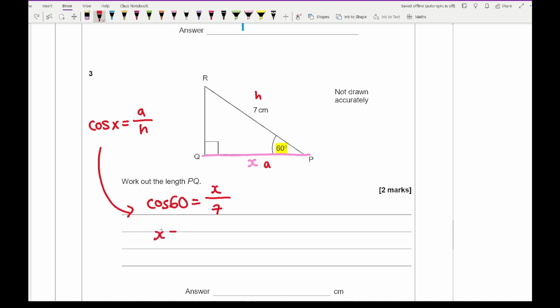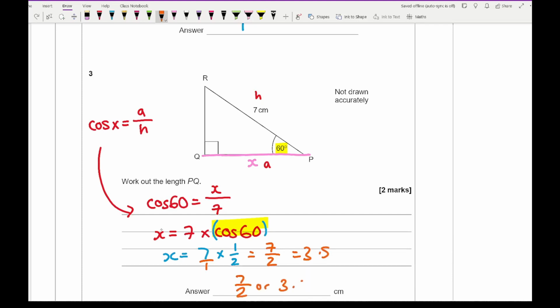So then X equals 7 times cos 60. Now, knowing that cos 60 is one of the exact values of trig I need to know, and cos 60 is a half, this then becomes a half. So I've got 7 times a half. Then if I turn that 7 into a fraction, it becomes 7 over 2, which is 3.5 centimeters. I can either write it as 7 over 2 or 3.5 centimeters.